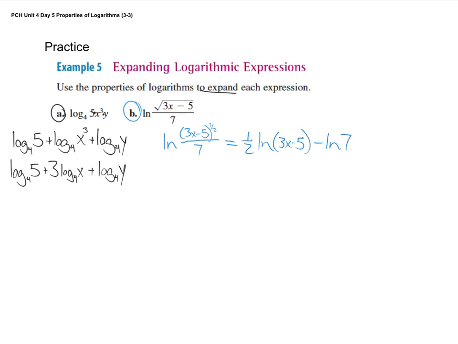All right, so that would be fully expanded. We have the exponent out in front as a coefficient, and there's something added and subtracted inside, so we can't expand that out. We do have the minus ln of 7 because we were dividing by 7. Okay? That make sense? Makes sense. All right.